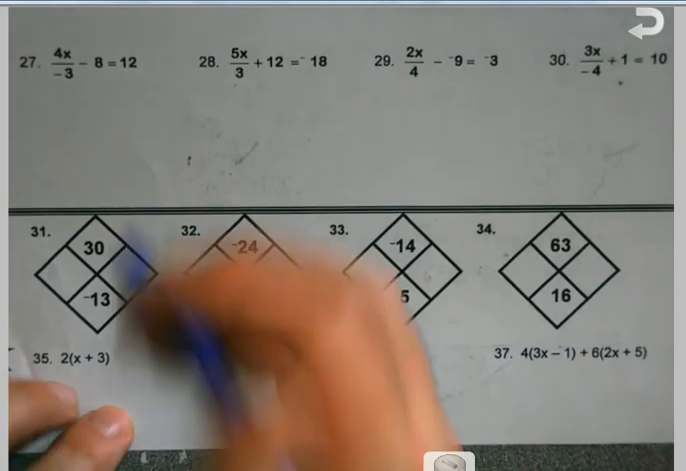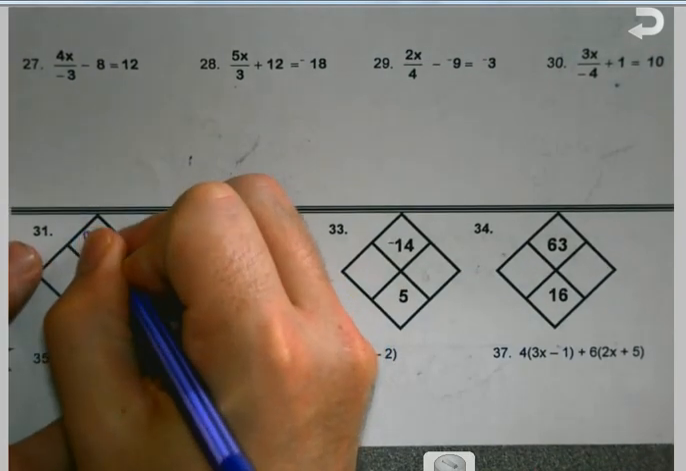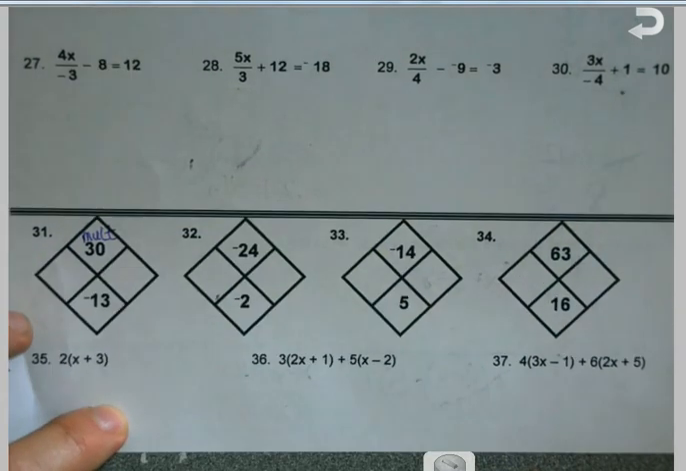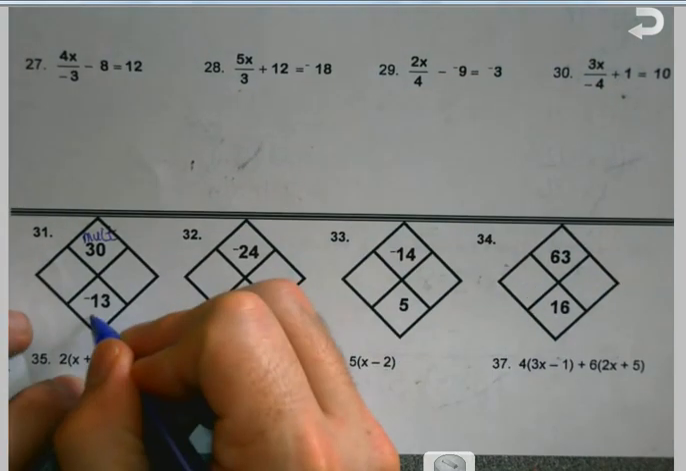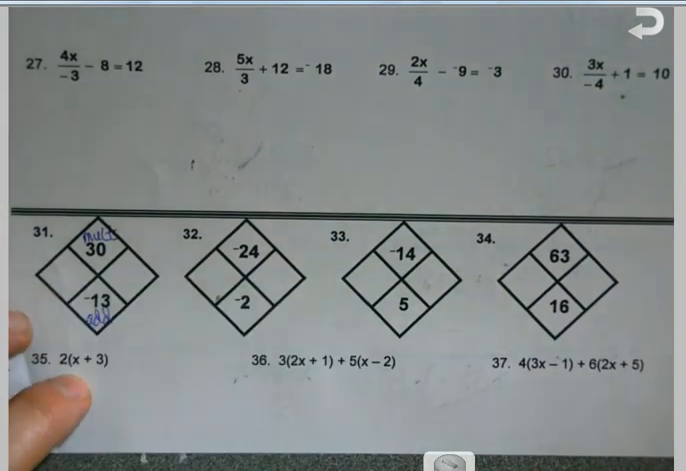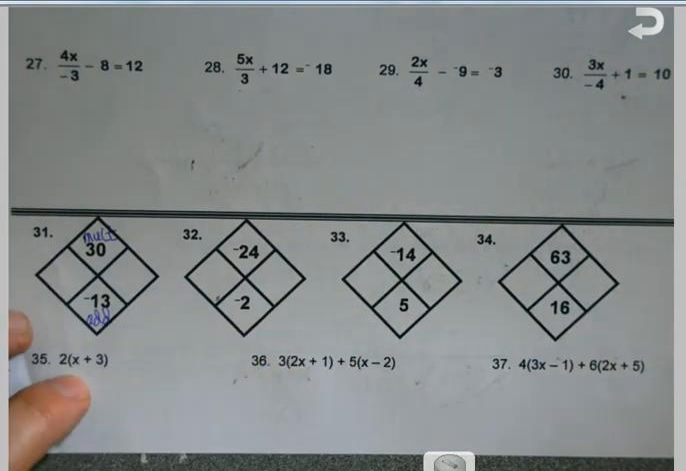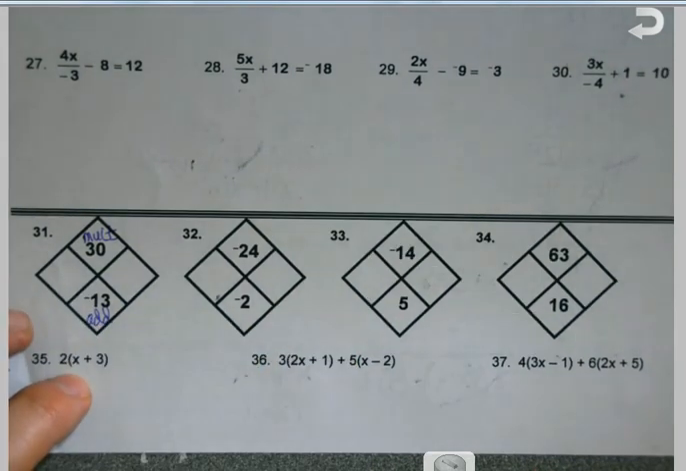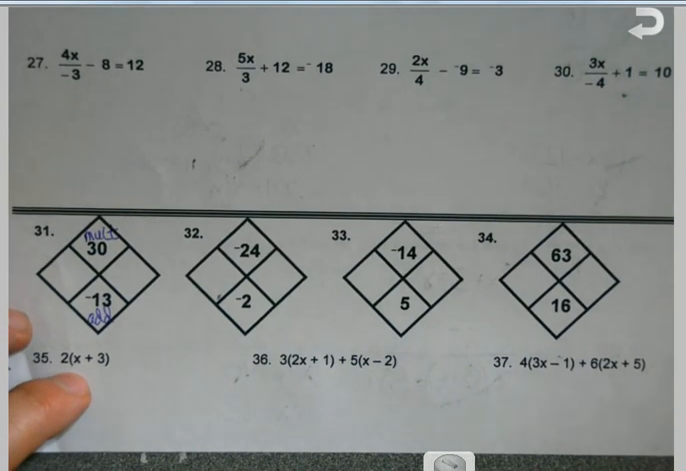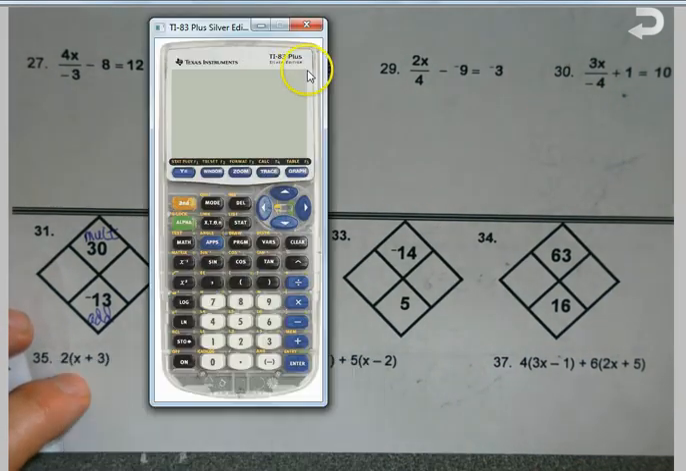And here's what I'm going to do. I need to find two numbers that multiply to get the number on the top and add to get the number on the bottom. And it'll be the same two numbers. So here's what I may have to do. If my multiplication facts aren't my strong point, I'm going to go to the calculator and let it help me figure this out.